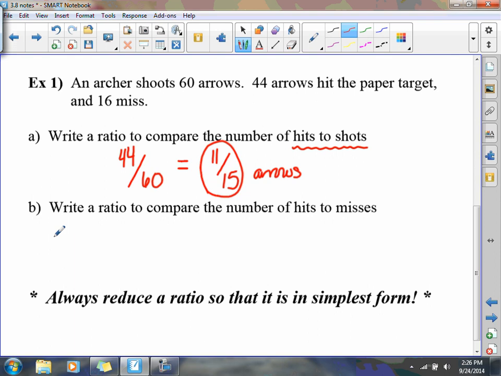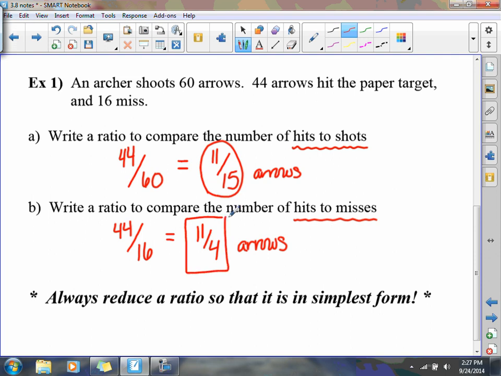And for part B, we're going to write a ratio to compare the number of hits to misses this time. So 44 arrows hit the target. And again, 16 missed. That was told to us in the original problem. And we do want to reduce this. However, I don't want to make it a mixed number. I want to leave it a fraction, so it's going to have to be an improper fraction. When I reduce, I'm going to divide both the numerator and the denominator by 4, so I'll get 11 over 4. And again, we could label that arrows. So for every 11 that hit the target, 4 missed.